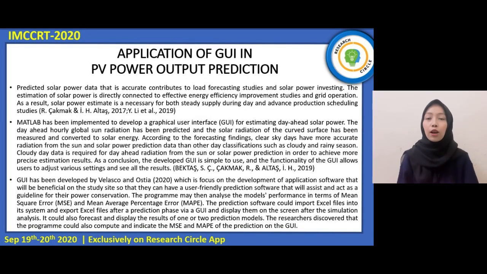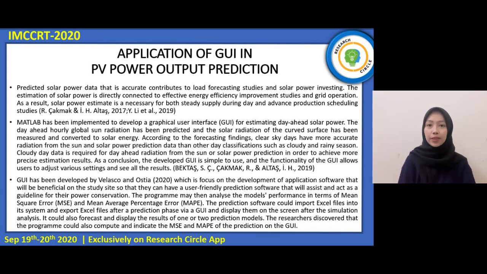Next, for the application of GUI in PV power output prediction, predicted solar power data that is accurate contributes to load forecasting studies and solar power investing. The estimation of solar power is directly connected to effective energy efficiency improvement studies and grid operation. As a result, solar power estimate is necessary for both steady supply during the day and advanced production scheduling studies.